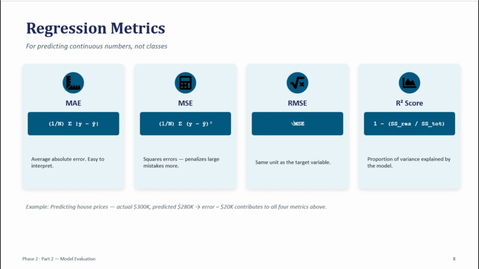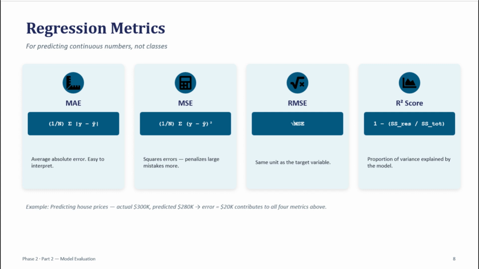The first metric is MAE, or mean absolute error. It calculates the average error between predicted and actual values. It's simple and easy to understand. Next is MSE, mean squared error. Instead of taking the absolute value, it squares every error. This means large mistakes become much more expensive. That's useful when we want to punish big prediction errors.